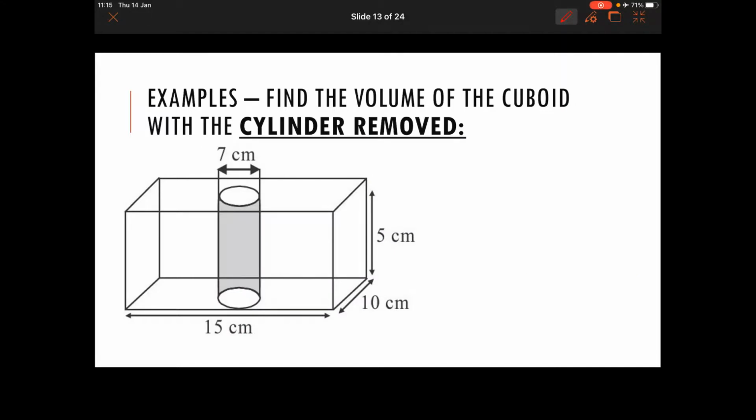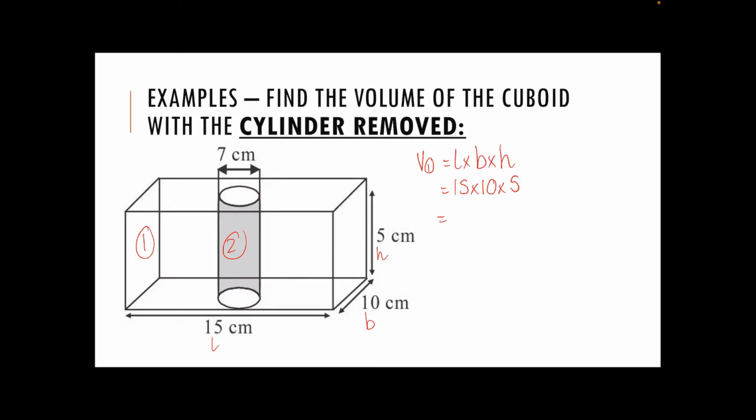You'll be glad to know that this is your final example for today's lesson. We are going to find the volume of the cuboid when the cylinder has been removed. So we've still got two shapes here. We've got shape 1 is our cuboid and shape 2 is the cylinder. So I'm going to start with the volume of my cuboid, which is length times breadth times height. So for my cuboid, that's going to be 15 times by 10 times by 5. And that gives me 750 centimetres cubed.